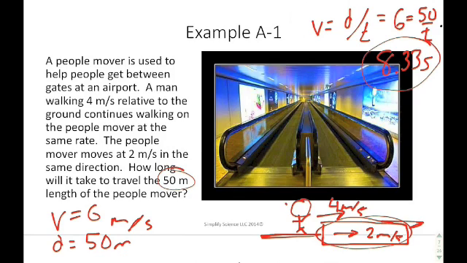Okay. Now the question says, how long will it take to travel? A lot of times you will see questions in here that say, what is the difference between if he holds still on the people mover and if he walks on it? Now if he were to hold still on the people mover, that's 2 meters per second at 50 meters. That would take 25 seconds. So he's saving himself quite a bit of time by actually walking on it as well.